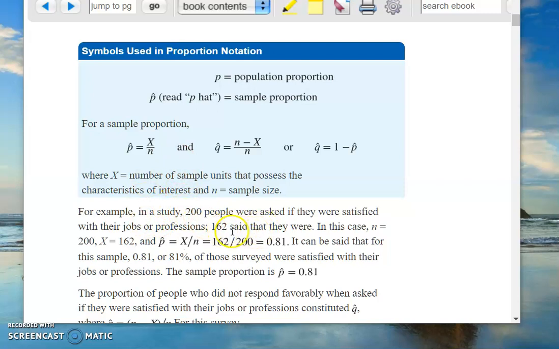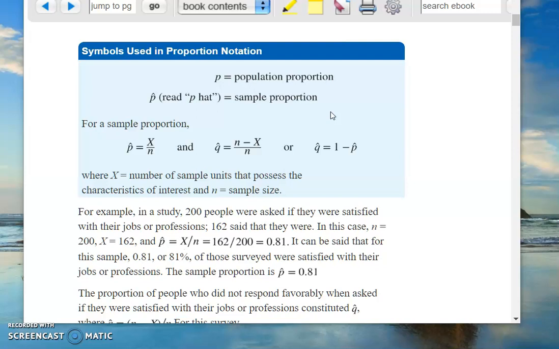Okie dokie. So 162 said they were satisfied. So N is the 200. That's the sample size. X is 162. So what does this X really mean? X is where you're counting. You are counting the number of successes is what it boils down to. X is the number of sample units, those are the data points, the people that you talk to, that possess the characteristic of interest. So if you're interested in, are you satisfied with your job, the number of people that are satisfied with their job, that's your X. If you're interested in, do you test positive for the COVID virus, X is the number of people that test positive.